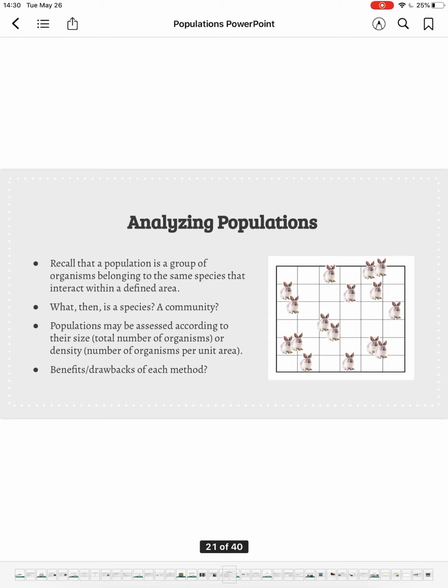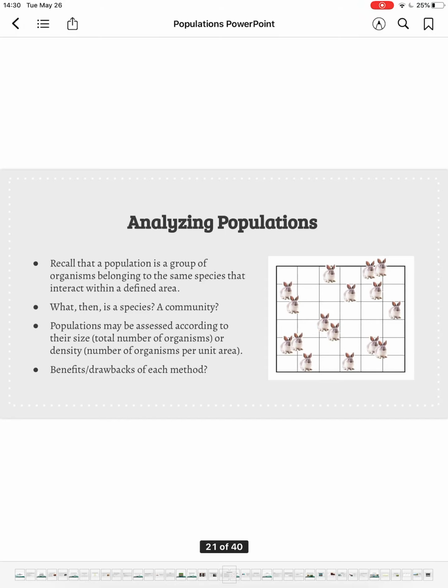Populations may be assessed according to their size, total number of organisms, or density. So it depends on what type of organism you're looking at. Like if I wanted to say how many individual species of grass are on my lawn, I'm not going to go out and count every single blade of grass because that would take forever. So you might look at how much grass there is in a centimeter, and then multiply it by how big your area is. That's sort of an estimation strategy, but per an area.